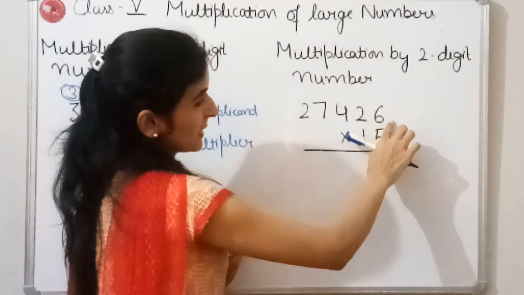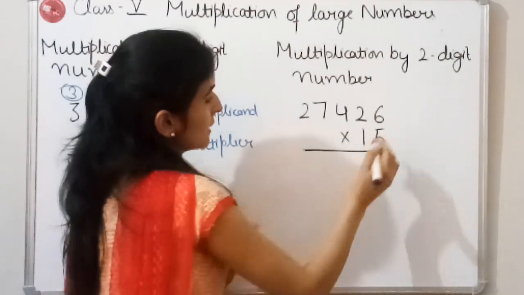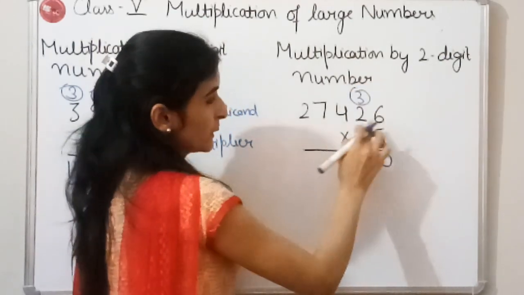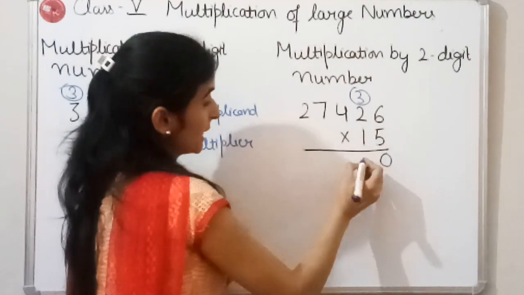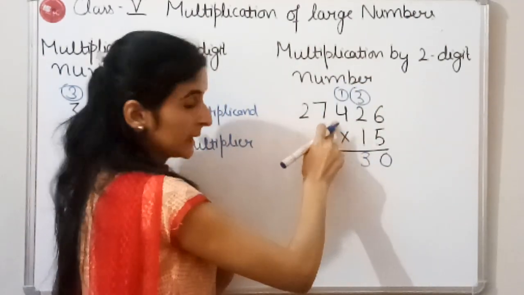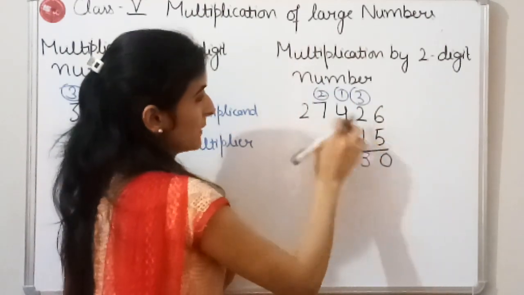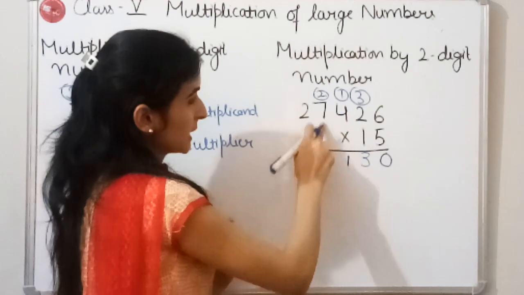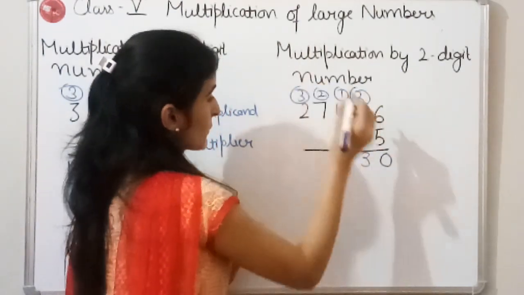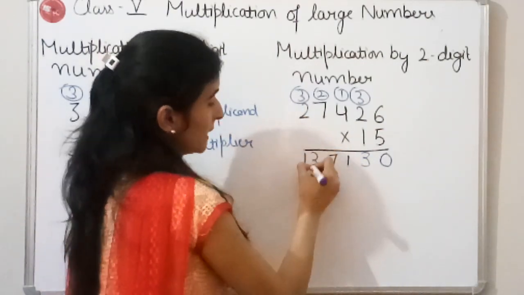Okay. Now we will start doing multiplication from the right hand side. 5 6s are 30. 5 2s are 10, 10 plus 3, 13. 5 4s are 20, 20 plus 1, 21. 5 7s are 35, 35 plus 2 is 37. 5 2s are 10, 10 plus 3 is 13.